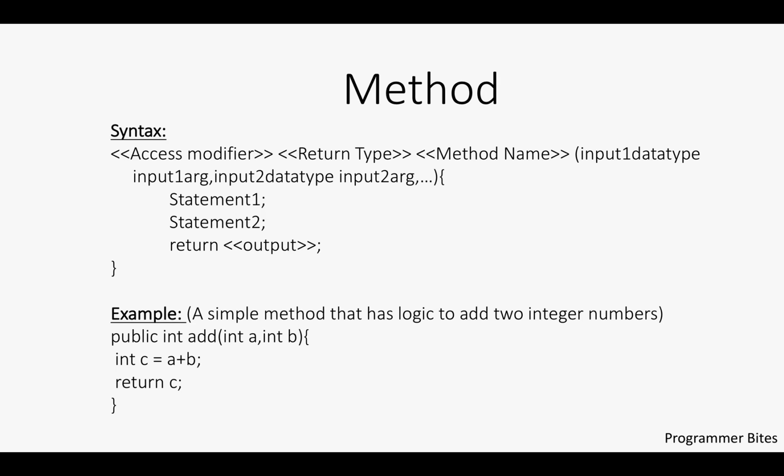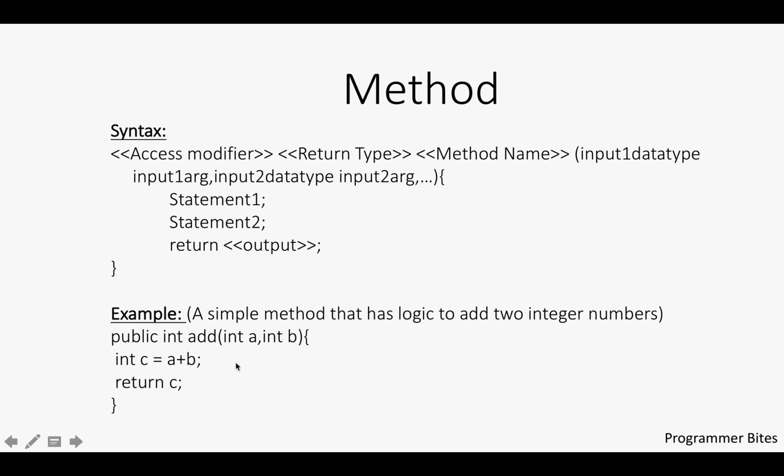Method syntax. Method syntax starts with the access modifier, return type, method name, and in brackets the input arguments: input1 data type, space, input1 argument name, and it goes on. The method starts with an open curly brace and ends with a close curly brace. It has a list of logical statements, and the end of the method should be a return statement if the return type is not void. This return statement returns the output.